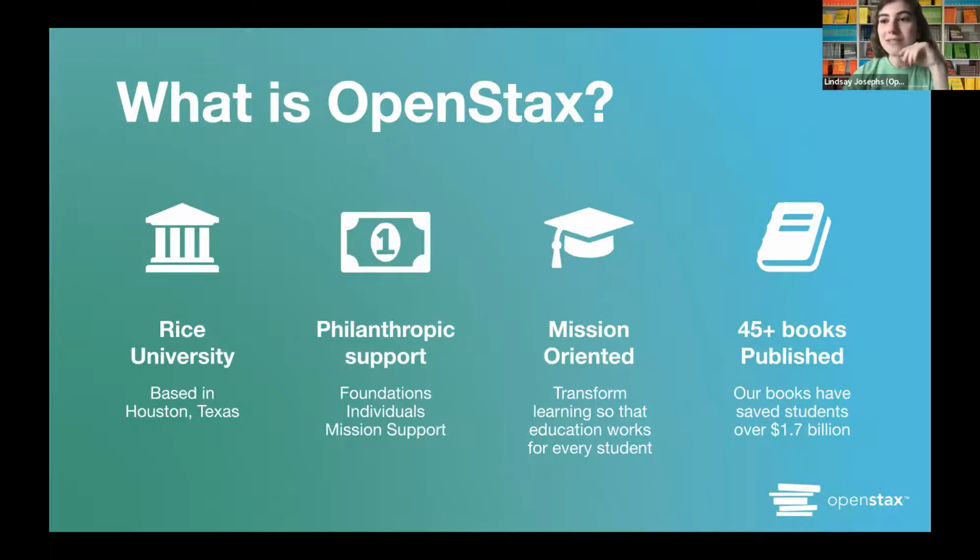In addition, Openstax is mission-oriented, and our mission is to transform learning so that education works for every student and is ultimately more accessible and affordable. Lastly, one of our main areas of work is publishing free, openly licensed peer-reviewed textbooks. And since 2012, we have published over 45 textbooks, thereby saving students over $1.7 billion.